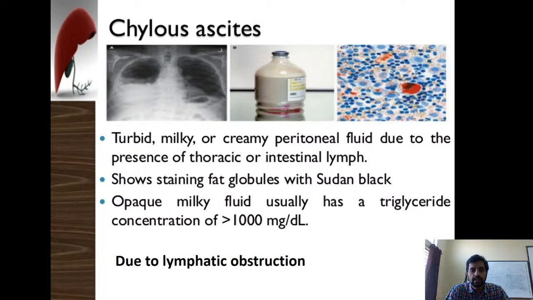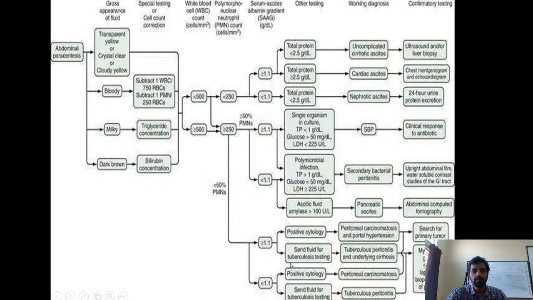So this is cloudy chylous ascites. Turbid, milky or creamy peritoneal fluid due to the presence of thoracic or intestinal lymph. This lymph gets leaked into the abdominal cavity. So whenever you look in the microscope, you will be seeing fat globules that are supposed to be absorbed into the lymphatics, but rather they got obstructed and leaked back. So in these, when you do a triglyceride level, there will be more than 1000 mg per deciliter.